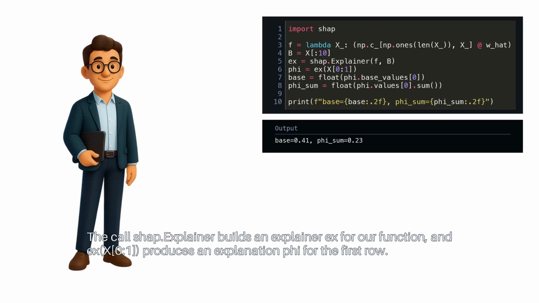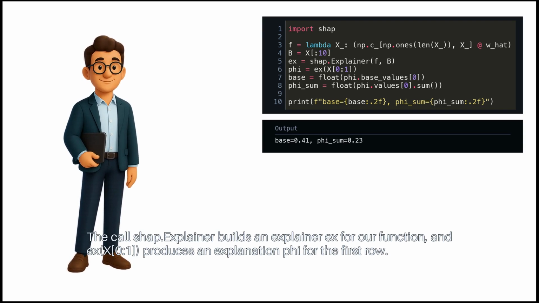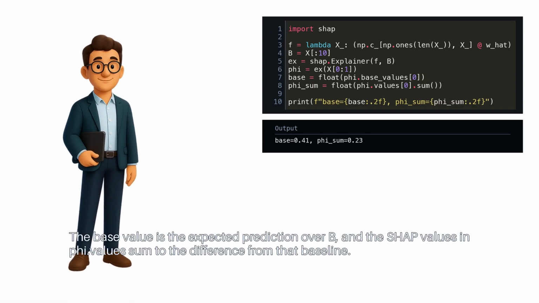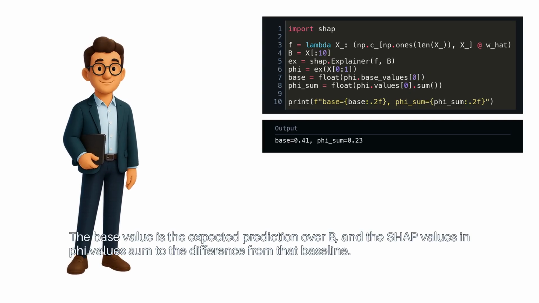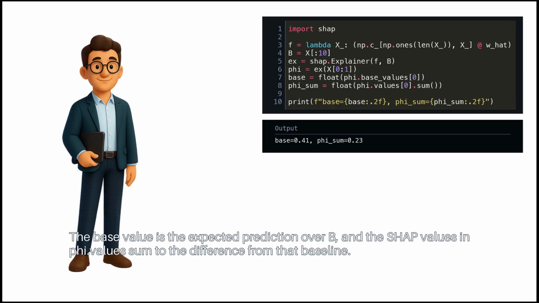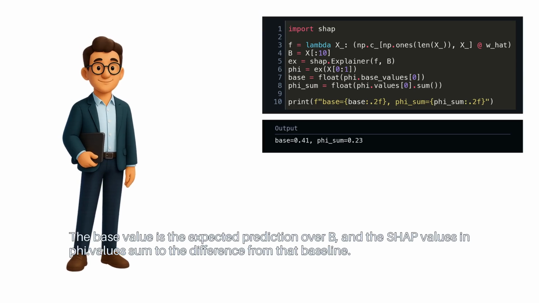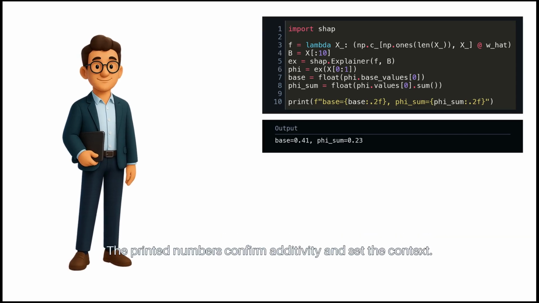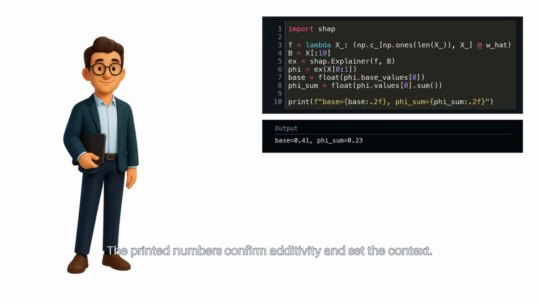The call shap.Explainer builds an explainer ex for our function, and ex of X[0:1] produces an explanation phi for the first row. The base value is the expected prediction over b, and the SHAP values, the phi values, sum to the difference from that baseline. Using more background rows stabilizes base and contributions, but increases compute time. The printed numbers confirm additivity and set the context.